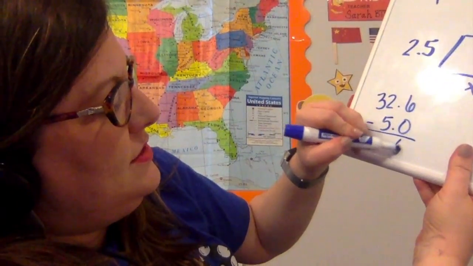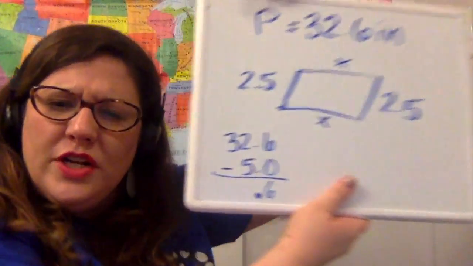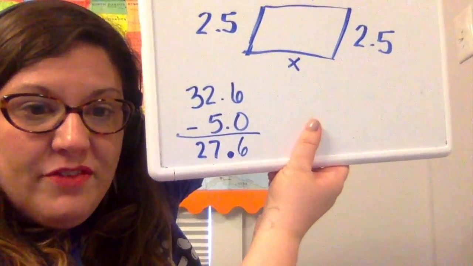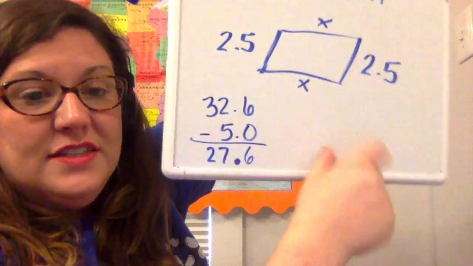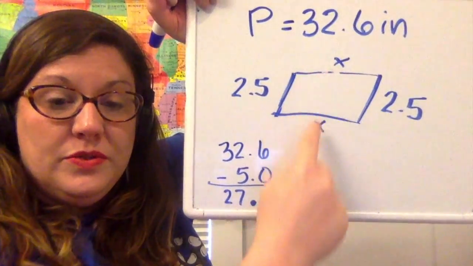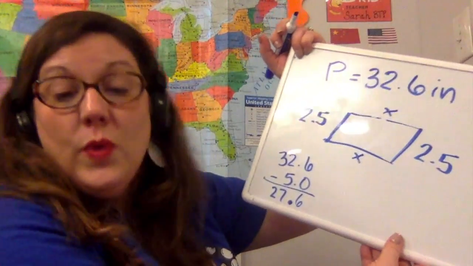6 minus 0 is 6. 32 minus 5, let's think. What is 32 minus 5? 27? So I've got 27.6 inches. So that's how much is left to be divided between these two sides. So since those two sides are congruent, we're going to divide 27.6 by 2. So I'm just going to do long division here.